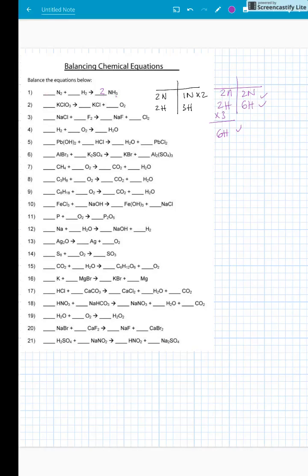Oh wait, sorry, wrong side. The hydrogen needs 3. Okay, so now we have 2N and 2N, 6H and 6H. Good. So that's it for that one. Okay. Let's move on to the next one.